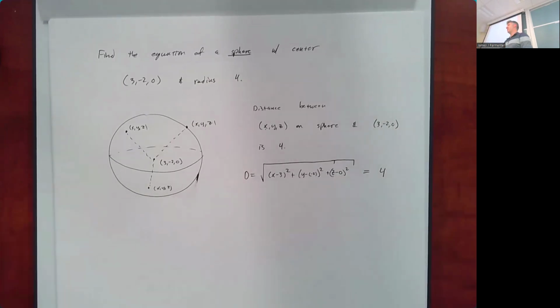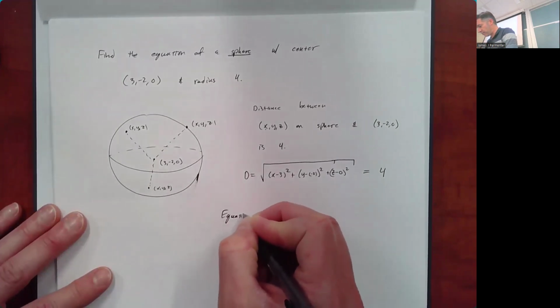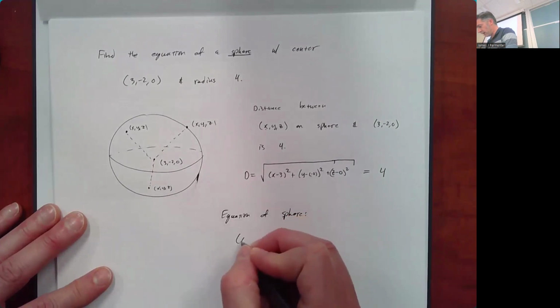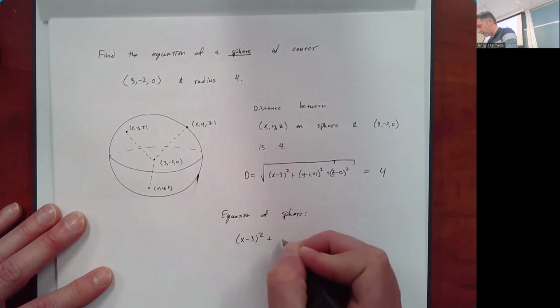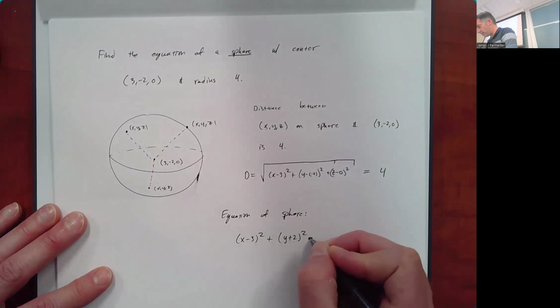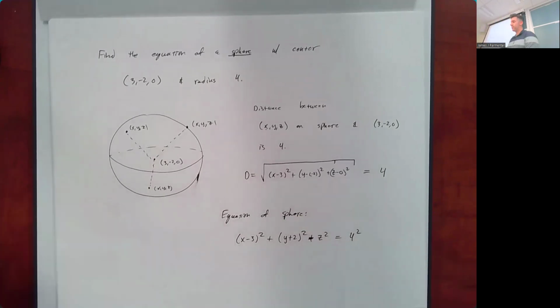And then we typically don't write the equation of the sphere this way. We usually square both sides and write the equation of the sphere as (x minus 3) squared plus, I'm going to write this as (y plus 2) squared plus z squared equal to 4 squared.